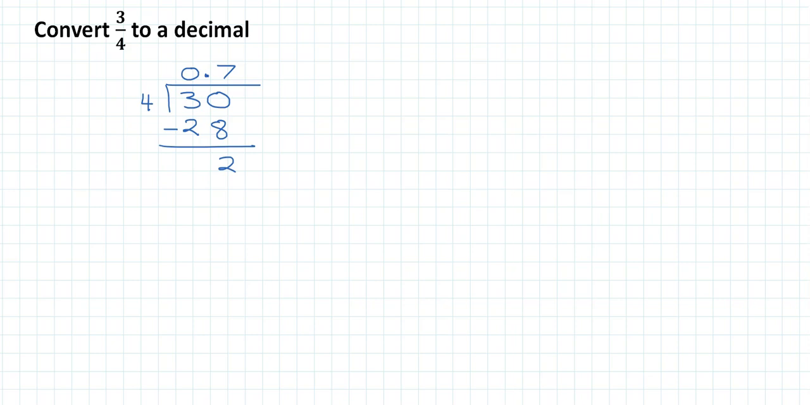Because we have this decimal here, we can make this 20. 20 divided by 4, we have 5. 5 multiplied by 4, we have 20. And then we have a remainder of 0. So therefore, 3 over 4 is also expressed as 0.75.